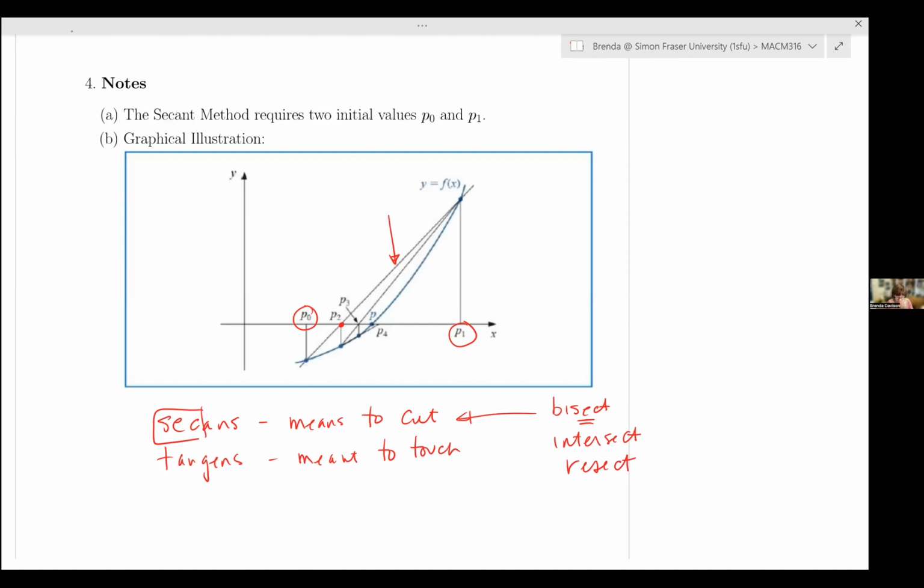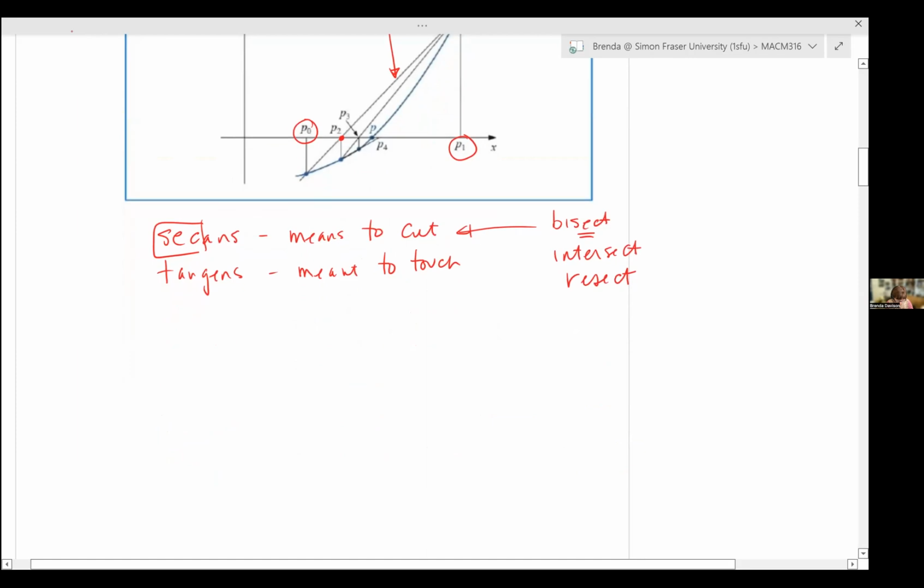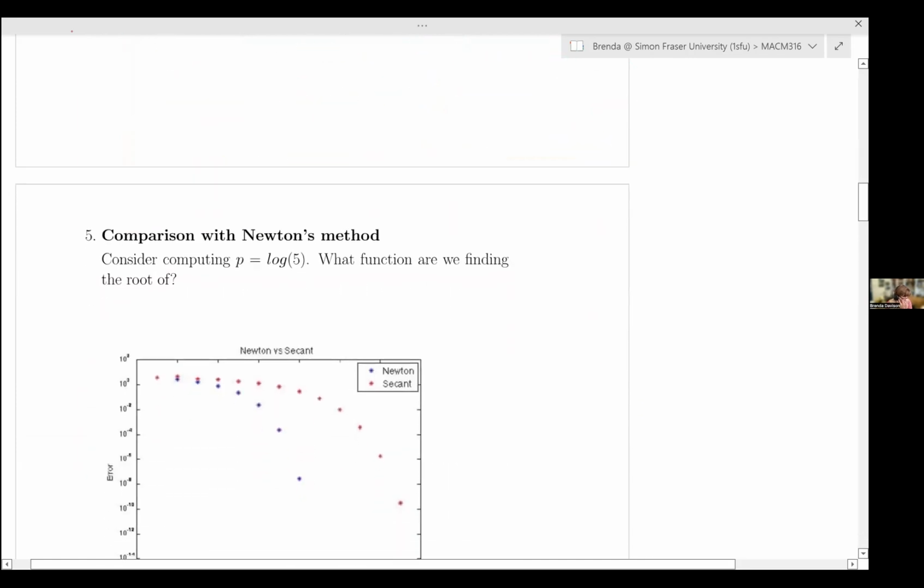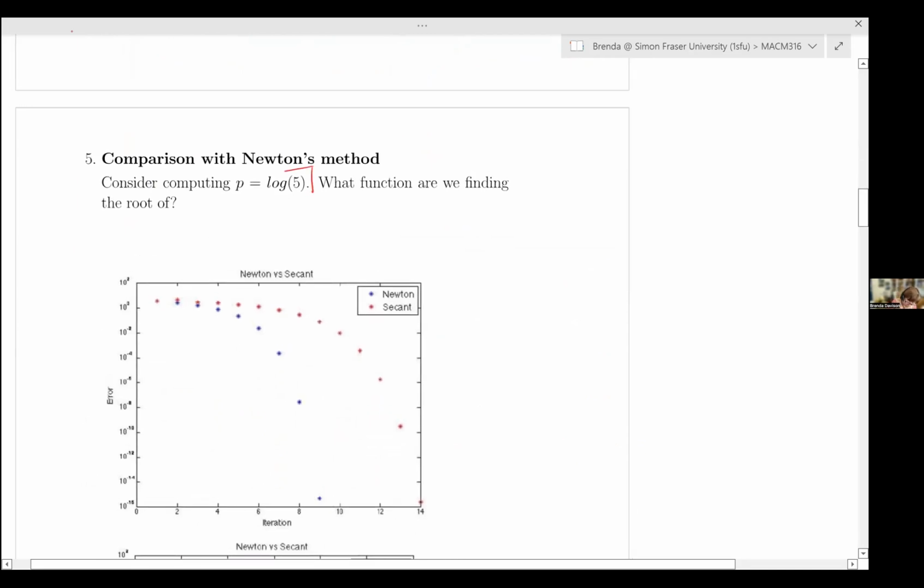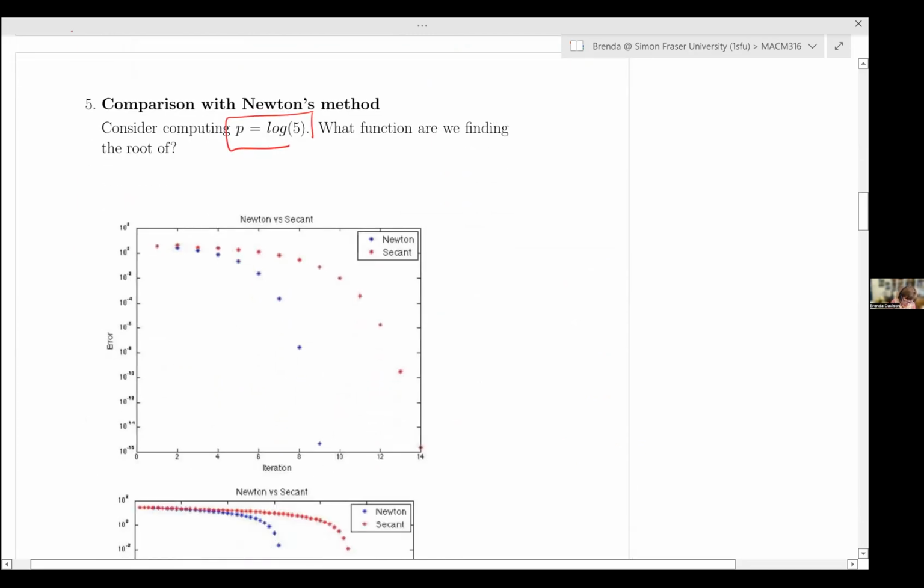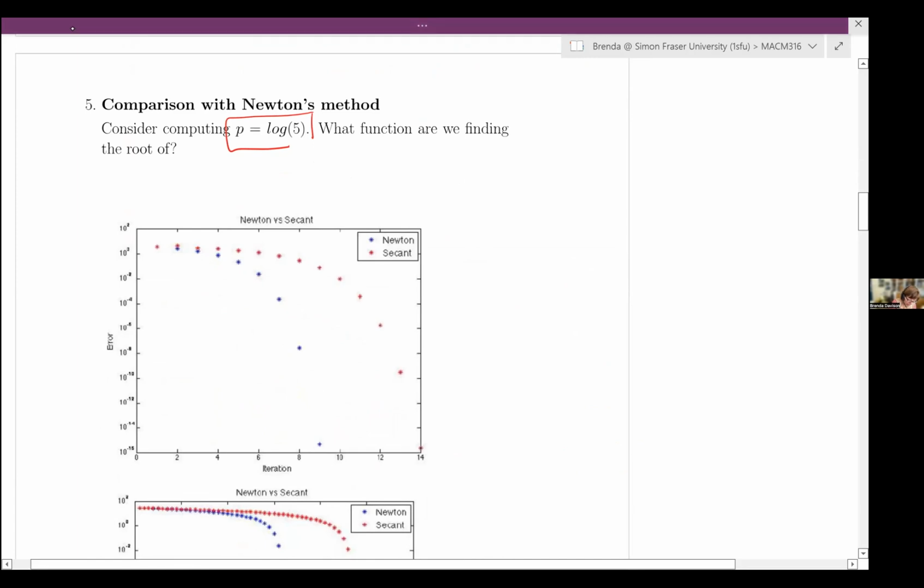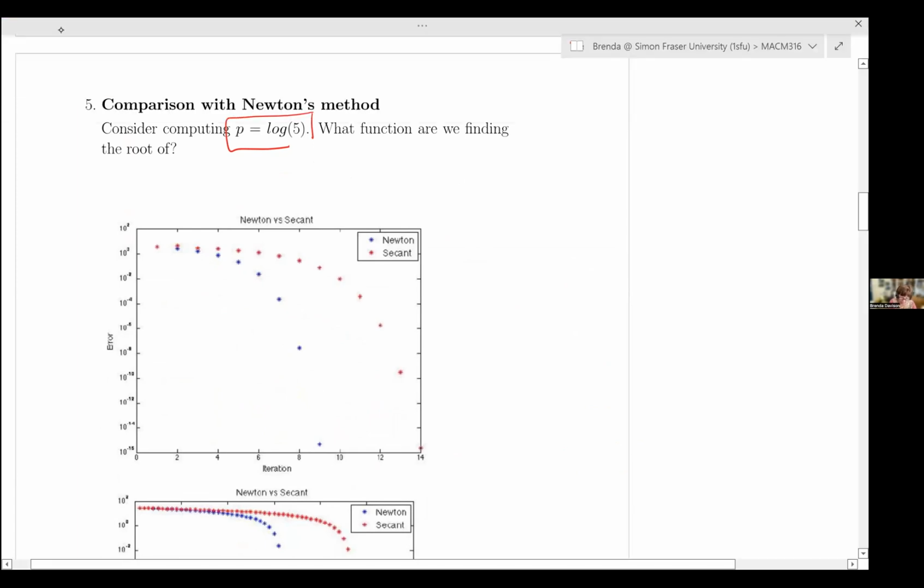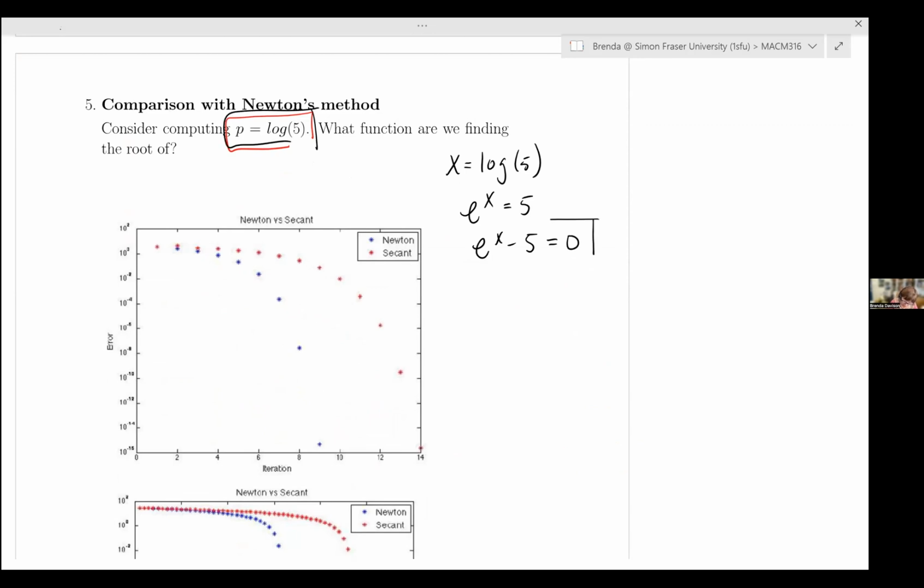Okay, so let's compare this method with Newton's method. And imagine us trying to find the log of 5. Okay, this maybe doesn't immediately look like a root finding problem. So then you have to think to yourself, okay, I'm wanting to find the log of 5. That is, x is equal to the log of 5. That would mean that e to the x would be equal to 5, and that means that e to the x minus 5 would be equal to 0.